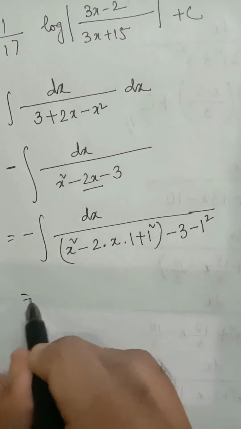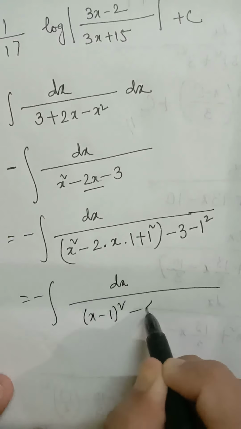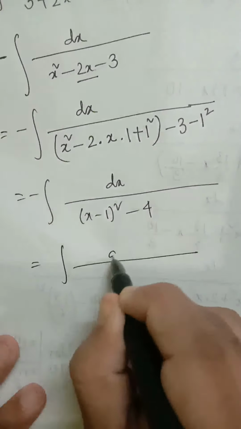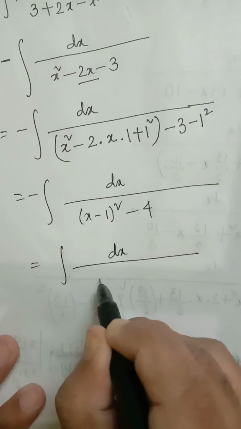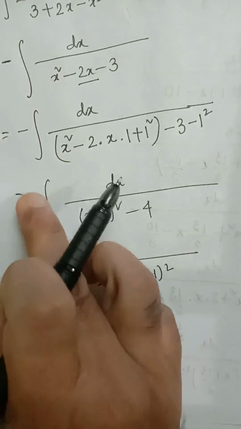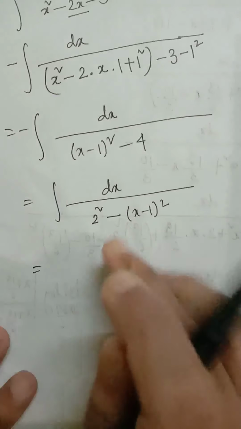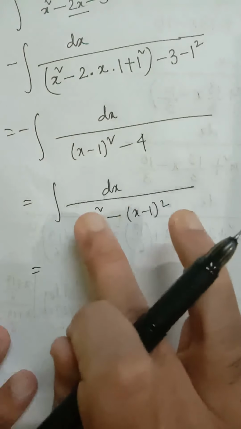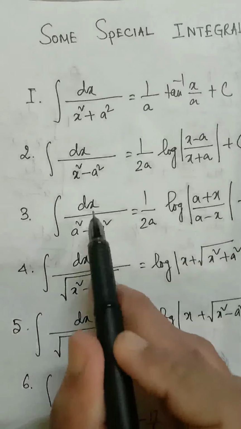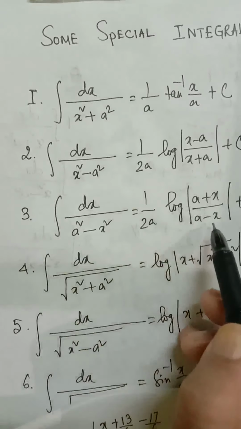Okay, so in this way we have expressed this in the form (a minus b) whole square plus a constant. Now you can see minus of dx by, this is now (x minus 1) whole square minus 4. Now we will insert this minus sign again. So this will be dx by 4 minus (x minus 1) whole square. Actually the denominator will be 4, which is 2 square, minus of (x minus 1) whole square. Now this is of the form dx by a square minus x square. The third formula we have: dx by a square minus x square is equal to 1 by 2a log of (a plus x) by (a minus x).